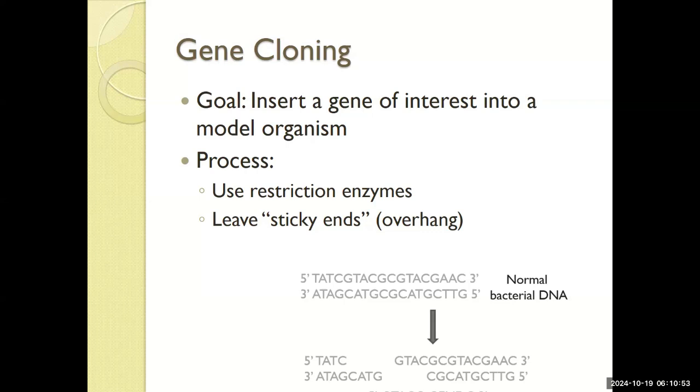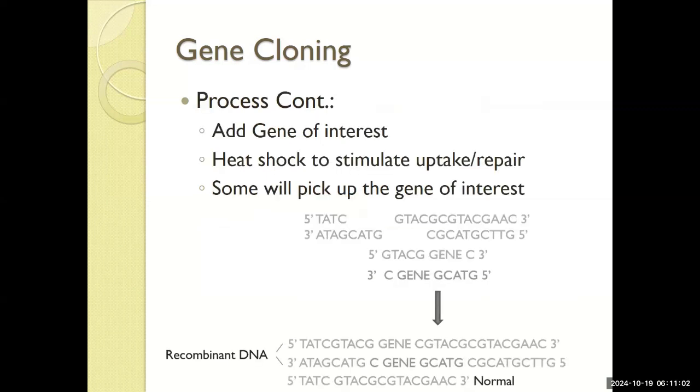So the DNA is much more likely to pick up surrounding genetic information to fill in the gap. And so you apply the gene of interest that you want, a little heat to stimulate the uptake and repair. Some of the bacteria or yeast will repair it perfectly without taking in the gene, but some will pick up the gene of interest. And those we would recognize as recombinant DNA. They've recombined an outside genetic source.